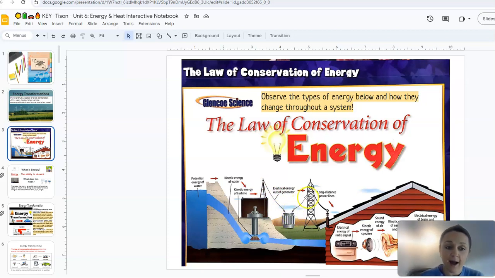When it is sent to your house through long power lines, that electrical energy, the flow of electrons, goes into your outlets and the wiring of your house. And when you plug an item in, you draw on that electrical energy that started as potential energy.